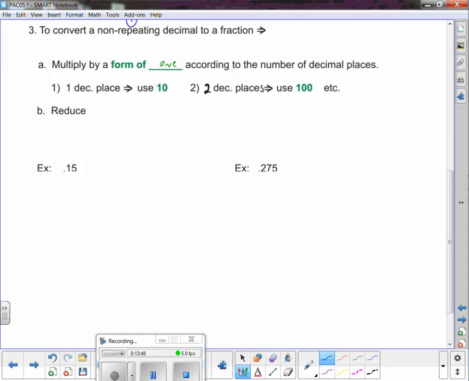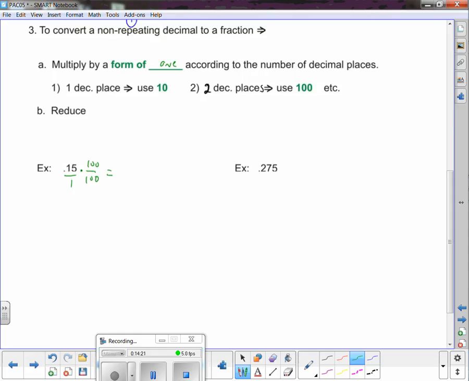I've got a couple examples here. So we're going to multiply this by what over what? 0.15 by what over what? 100 over 100, because there are 2 decimal places. So we're trying to convert to a fraction. Now, most students, it helps them to put the 0.15 over 1. You don't have to, but most students like that.